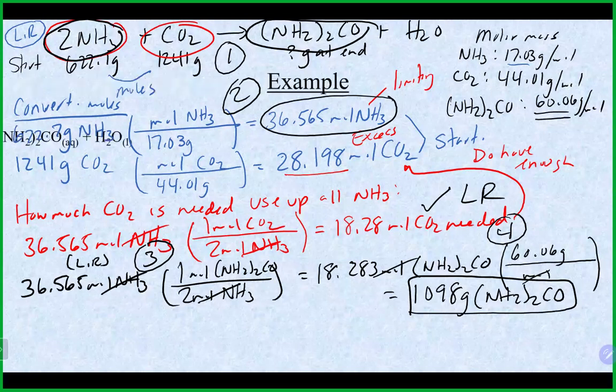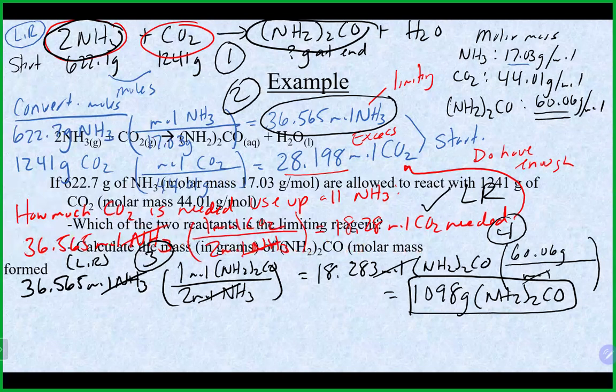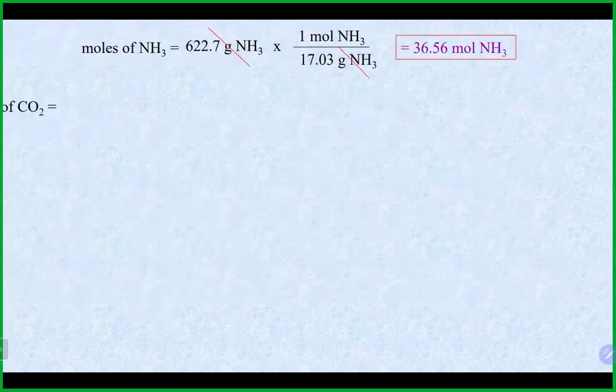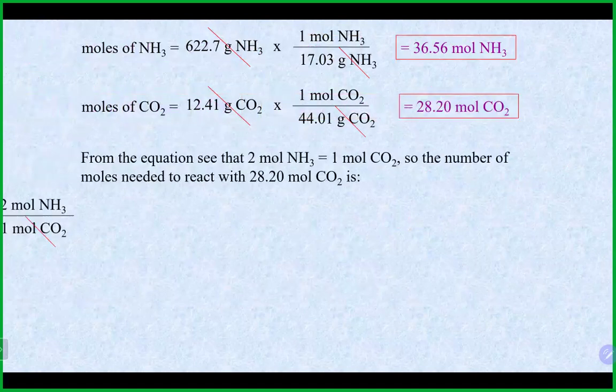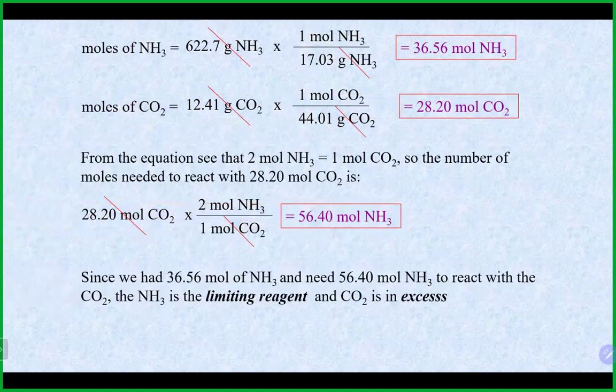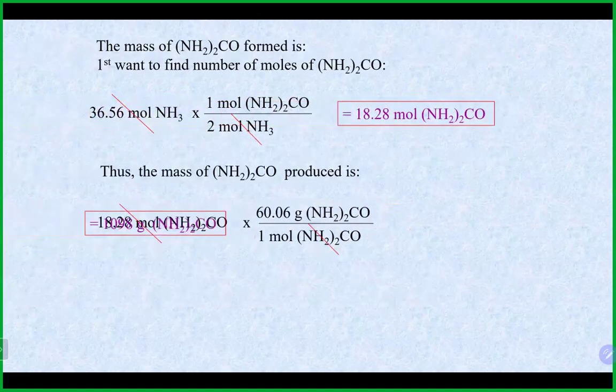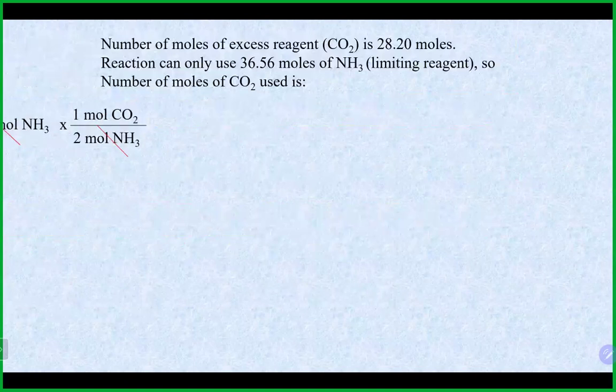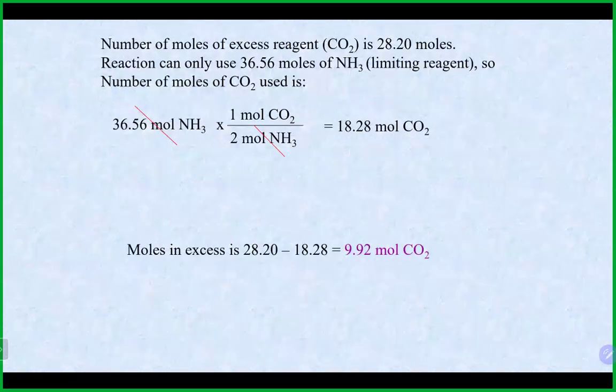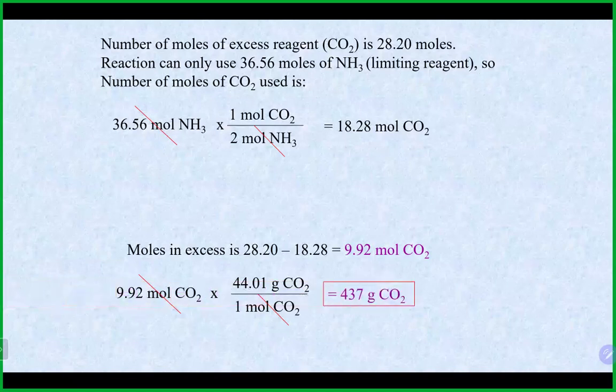All right, let's take a look then. I'll scroll this across what we just went through. And I didn't do it, but you could, just like the previous one there, figure out how much of your excess reagent is left over by looking at that calculation. In this case, we would have 437 grams of our CO2 left over.